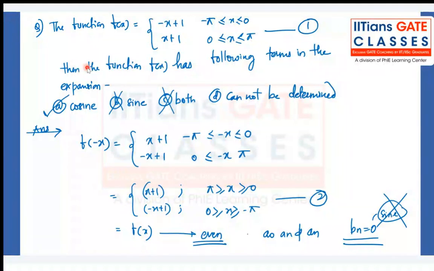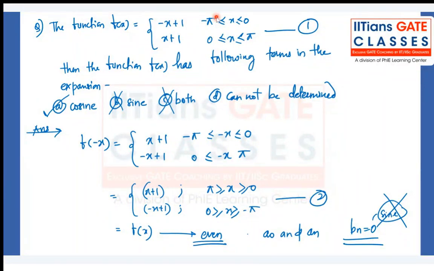What they're asking is, the function f of x has the following terms in the expansion. Options are cosine terms, sine terms, both, cannot be determined. So you have to check whether you have the sine terms as well as cosine terms or not, or which of these terms are there. So f of x is known to you.